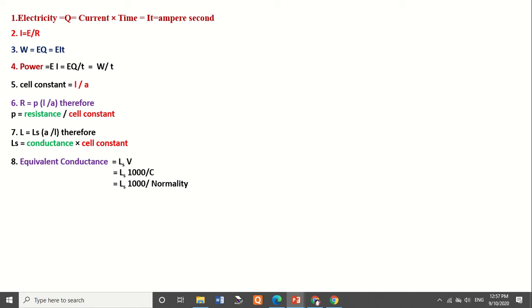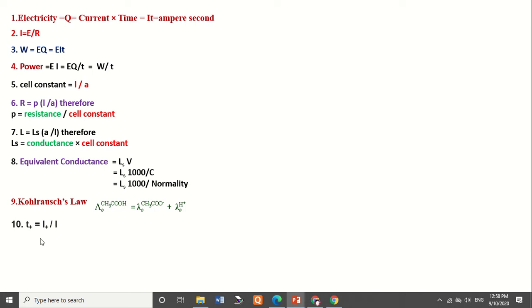The equivalent conductance equals specific conductance into volume, that is specific conductance into 1000 upon concentration. The concentration is taken in terms of normality. Therefore, equivalent conductance equals specific conductance into 1000 upon normality. Then Kohlrausch's law: at infinite dilution, ions migrate independently. Therefore, equivalent conductance at infinite dilution equals the sum of the equivalent conductances of the ions.